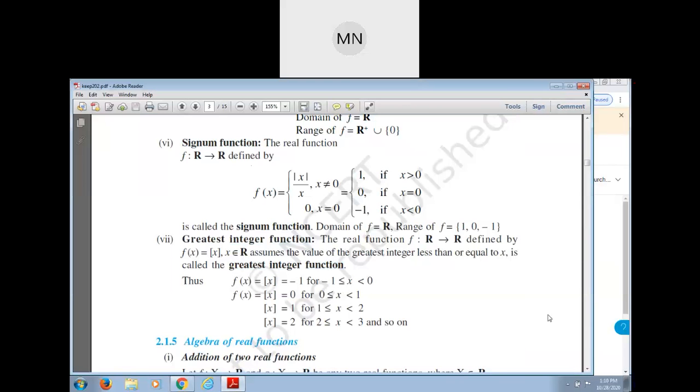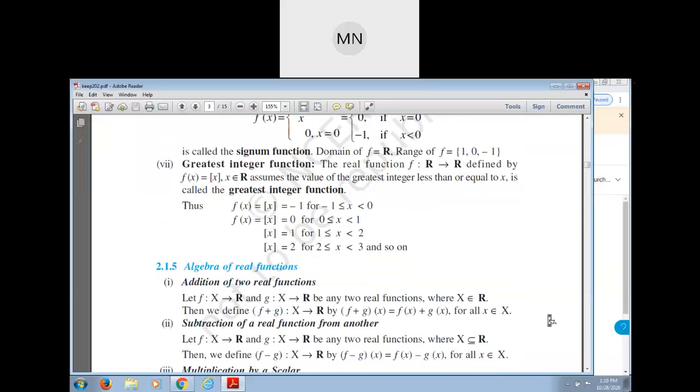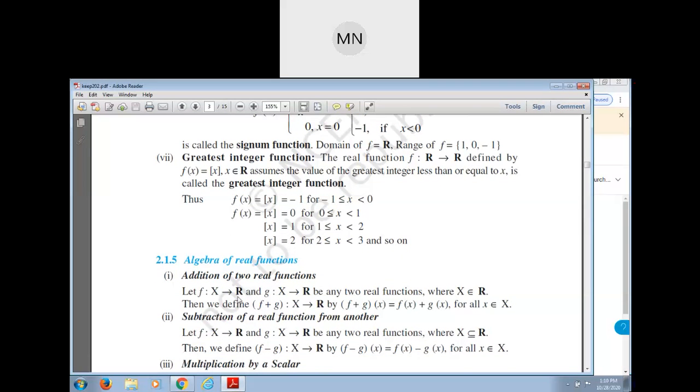Next, tell me about the algebra of real functions. Suppose f and g are two real valued functions, then f plus g is also a function which can be defined from X to R, because f is a function from X to R, g is also a function from X to R. So f plus g, the addition of these two functions, can be defined from X to R, and it looks like this. F plus g of x is the same as f of x plus g of x.